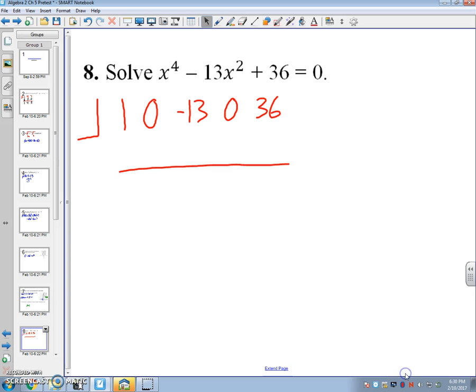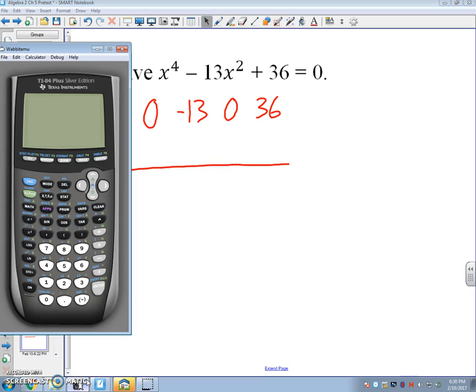Alright, remember, I don't know what that number in the box is. And technically this is a guess, but we're not going to guess. We'll be smart and use the calculator. So graph it in the calculator. X to the 4th power minus 13x squared plus 36. Let's see what roots we can find.